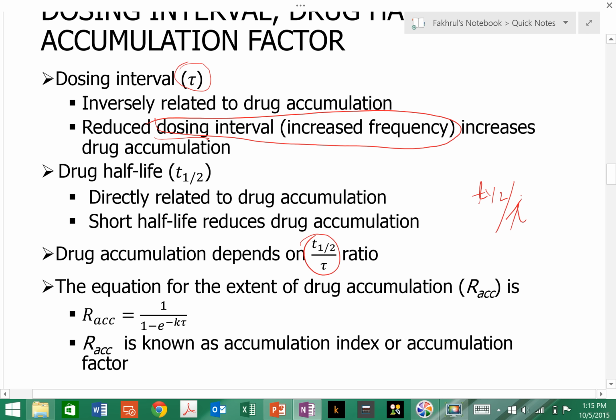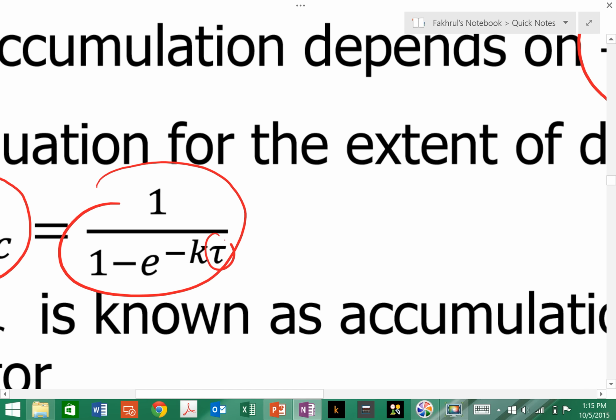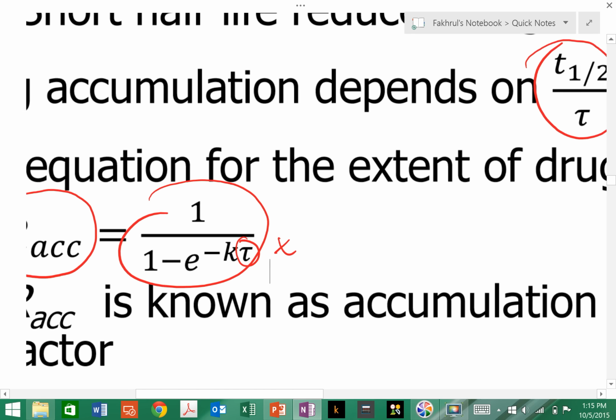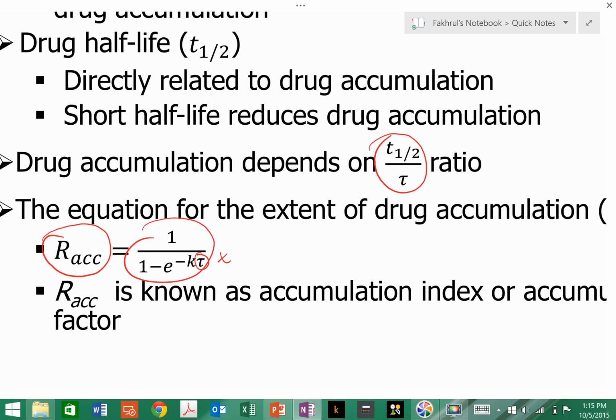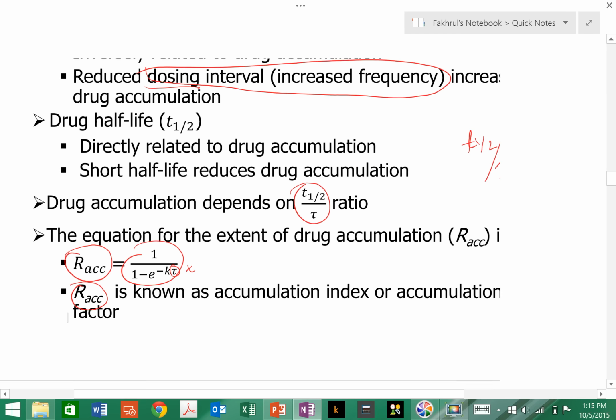Drug accumulation depends on this ratio, half-life divided by tau. Then the equation that will give you an idea about drug accumulation is RSCC equals 1 over 1 minus e to the negative k tau. You remember this? This is a tau, not t, so all you have to remember, this is different. Tau here is the dosing interval, and this RSCC is a new factor called accumulation factor. You can calculate accumulation factor if you know the elimination rate constant and dosing interval.